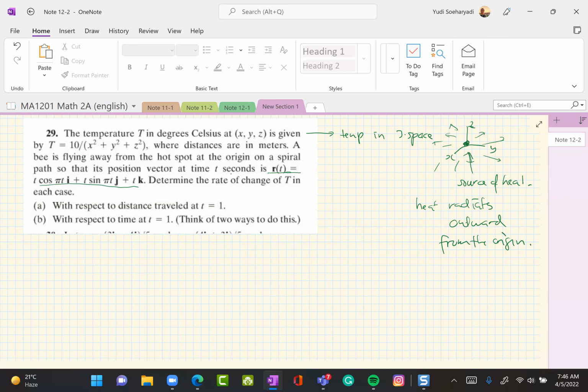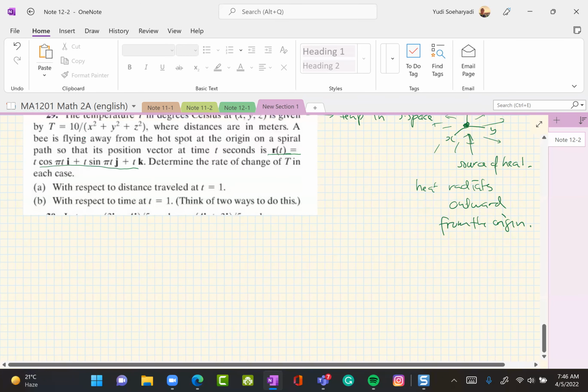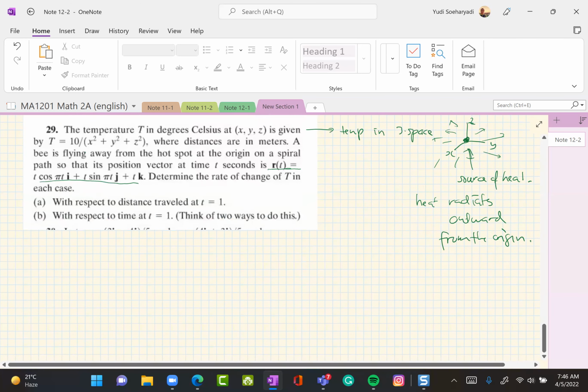Let's see. I forget how to do this one. All right. Okay, this one. With respect to distance traveled at t equals 1.